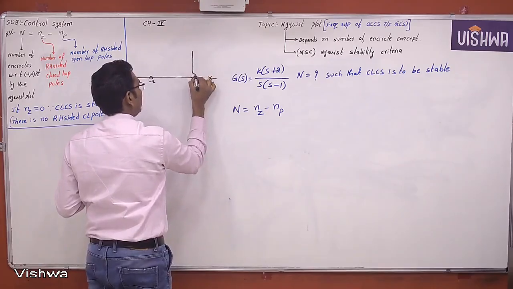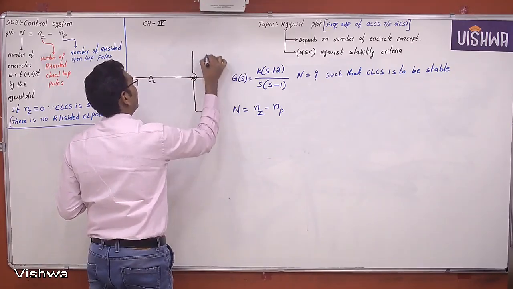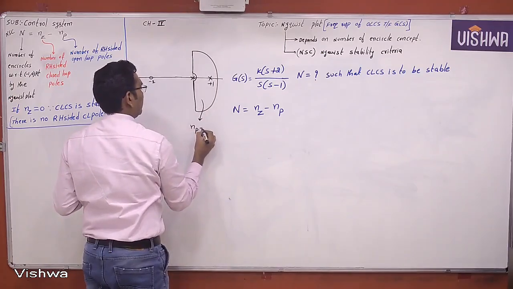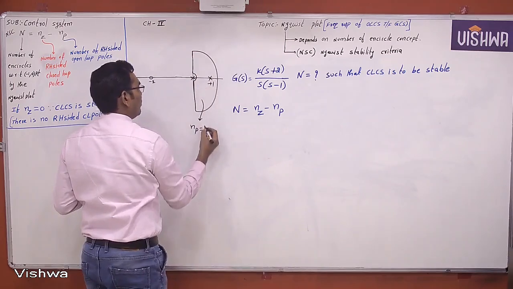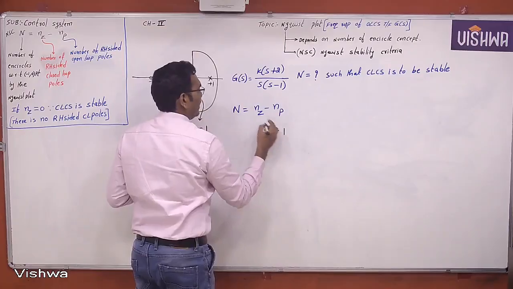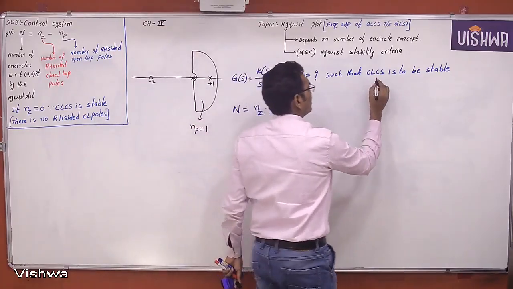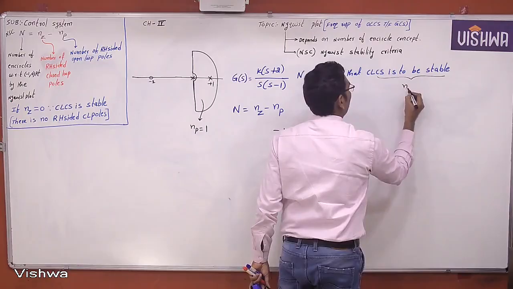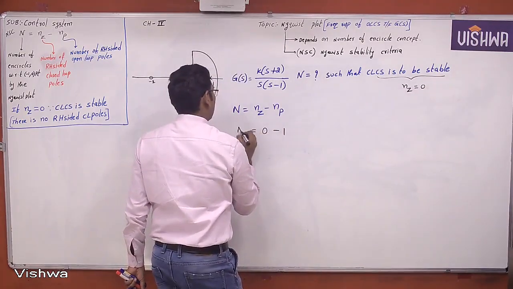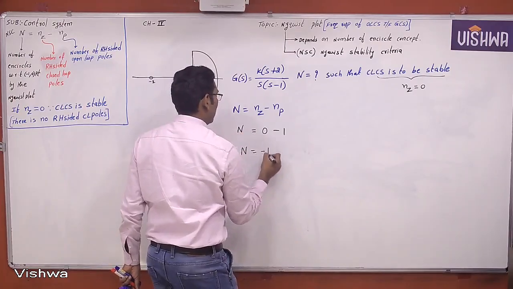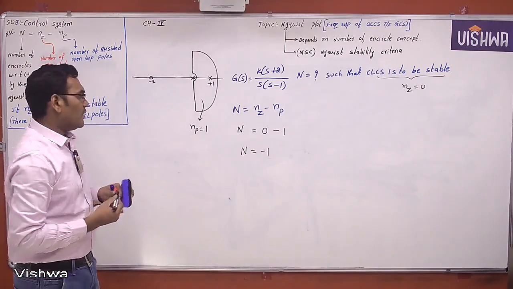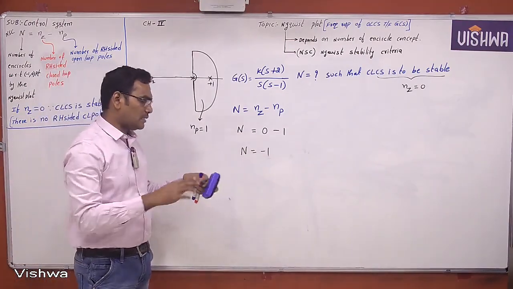See here, what is NP? The number of right hand sided open loop poles. How many? NP equal to 1. N equals NZ minus NP. The closed loop control system is stable, which means NZ equals 0. Therefore, what is capital N? Capital N is equal to -1. So what is the meaning of that? The total number of n circles with respect to the -1 comma 0 point is 1.